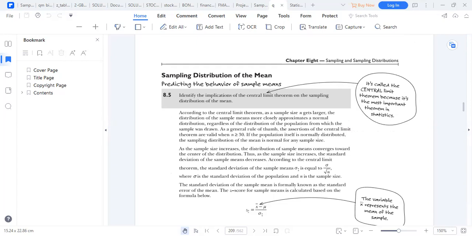So we use what is called the central limit theorem in sampling distributions.